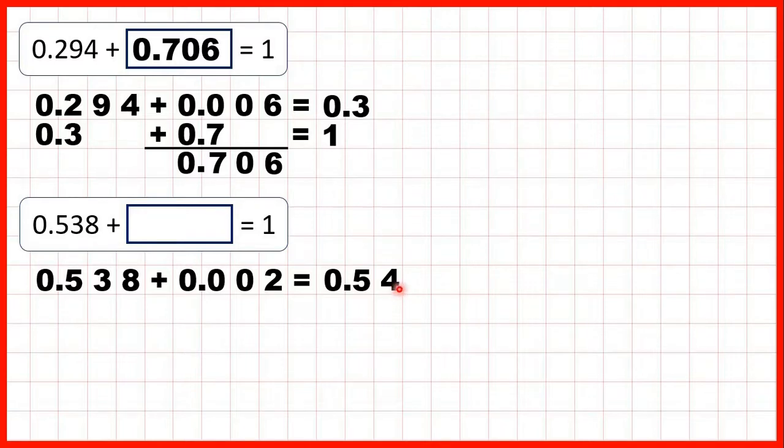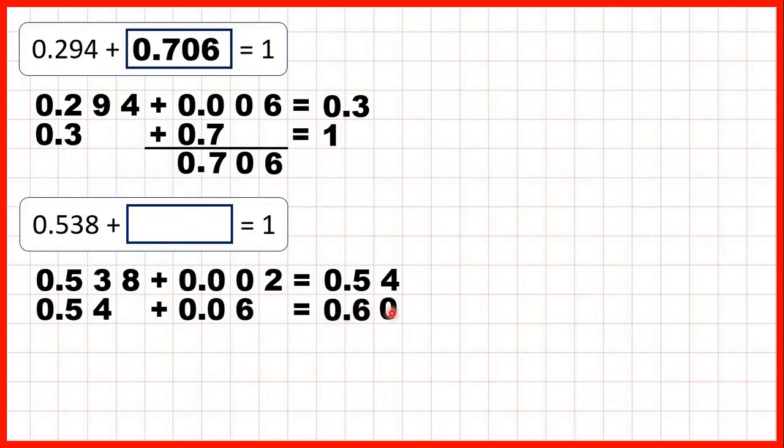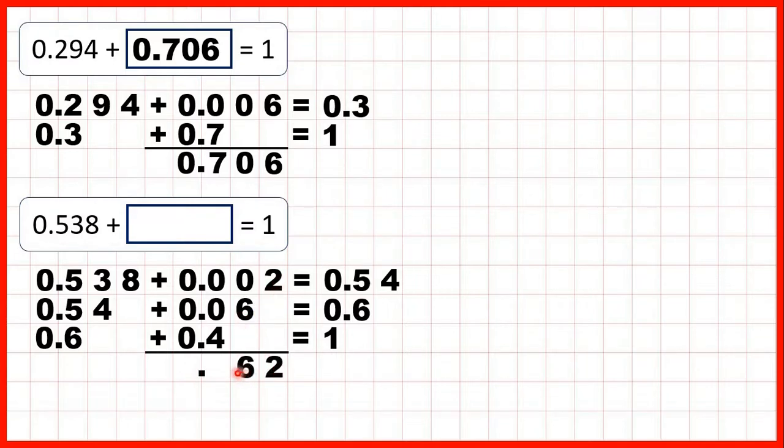Now, from 0.54, we can add 0.06, so 6 hundredths, and that gives us 0.60, just as 54 plus 6 gives us 60. We don't need to write zeros on the end of decimals, but now, from 0.6, we can just add 0.4, so 4 tenths, and that gives us 1.0, or 1 whole. So we can add what we added. We added 2 thousandths, then 6 hundredths, then 4 tenths. So altogether we added 0.462.